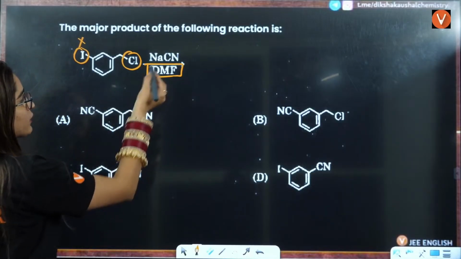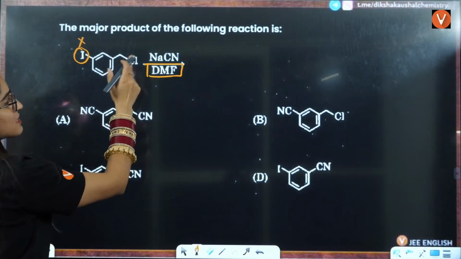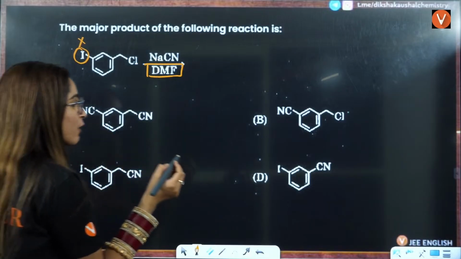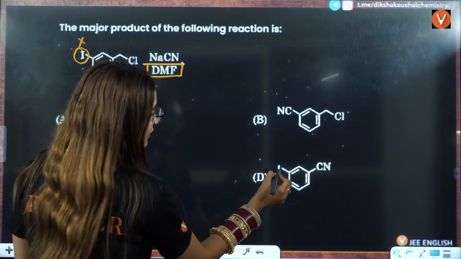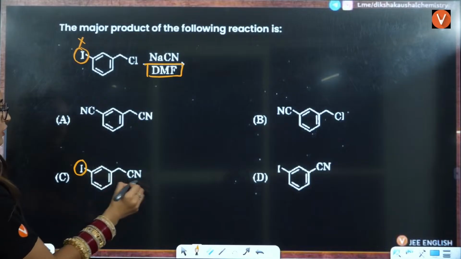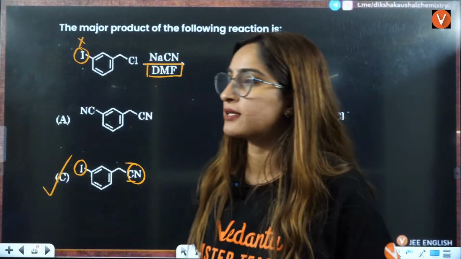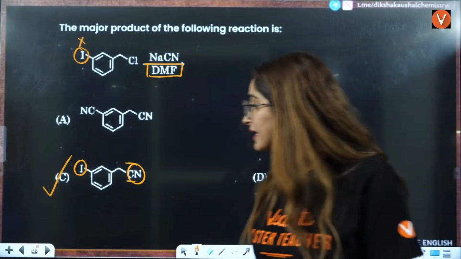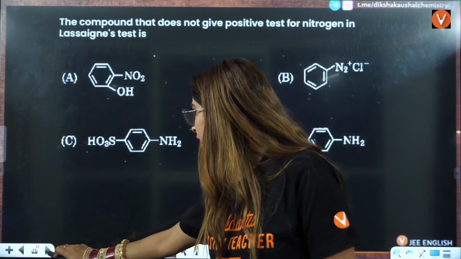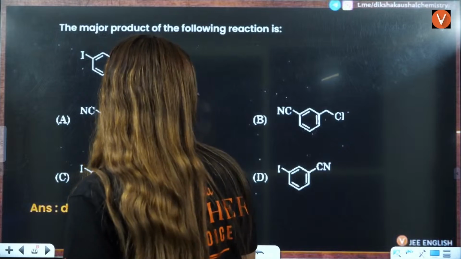That is why it will replace Cl with CN here. Iodine will remain intact here. Okay, iodine will remain intact. It will replace Cl with CN. So answer will be C is the correct answer here. Right? Directly, it's the game of reagents.